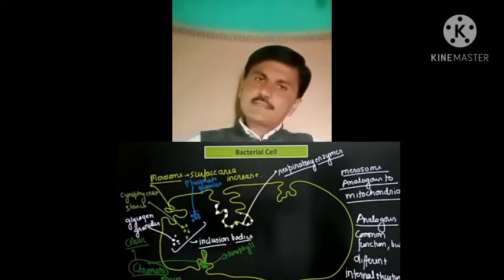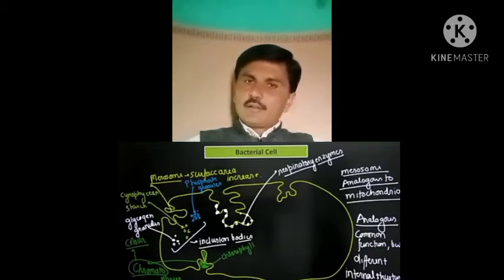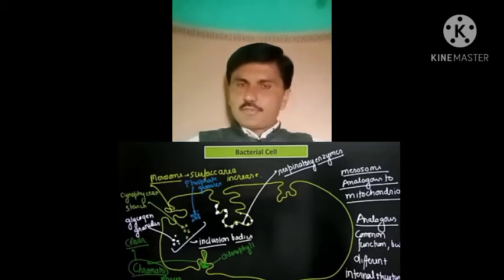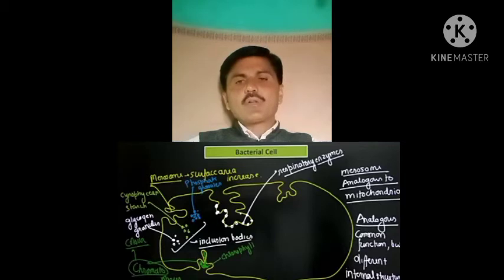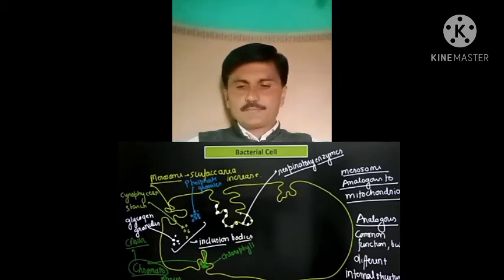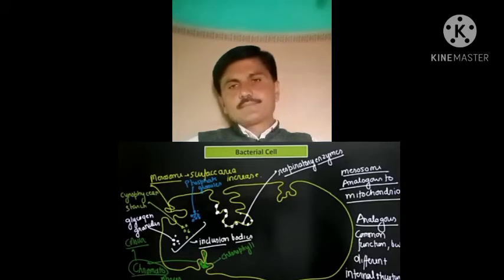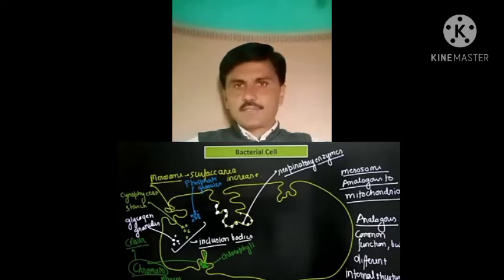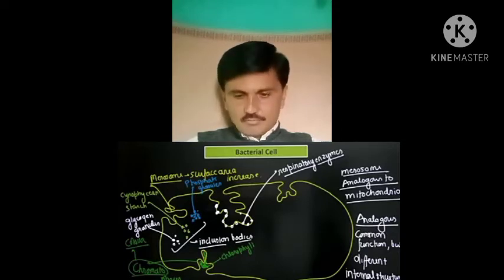In eukaryotic cells, we are aware of the mitochondria. We all know about the mitochondria. Mitochondria are the powerhouse of the cell, which produce the energy in the form of ATP. Mitochondria have two layers, an outer layer and an inner layer. We call it cristae, which also has numerous folds.